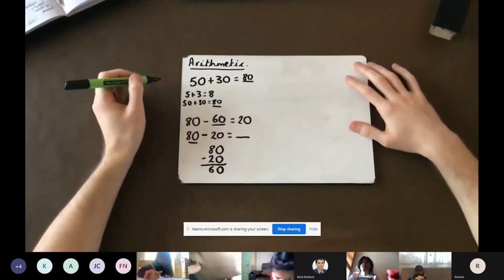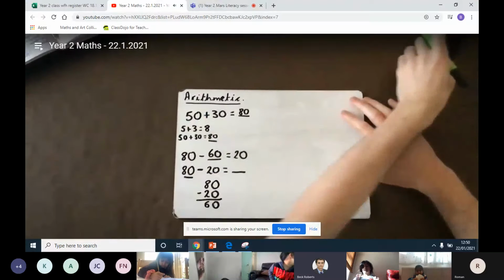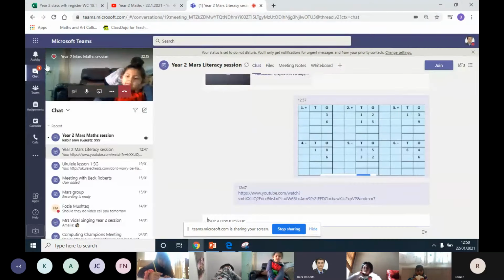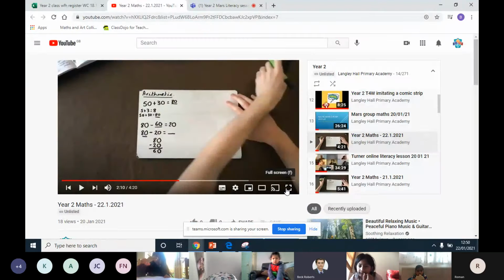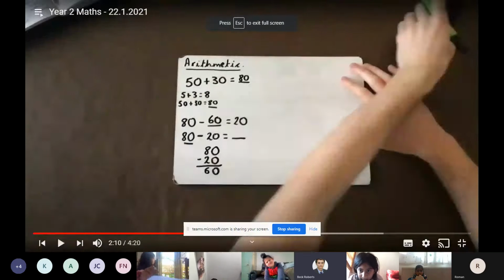So that's number 2. Make sure to mute yourself, please, so that we aren't disturbing the other children, because everyone else can hear what you are doing.